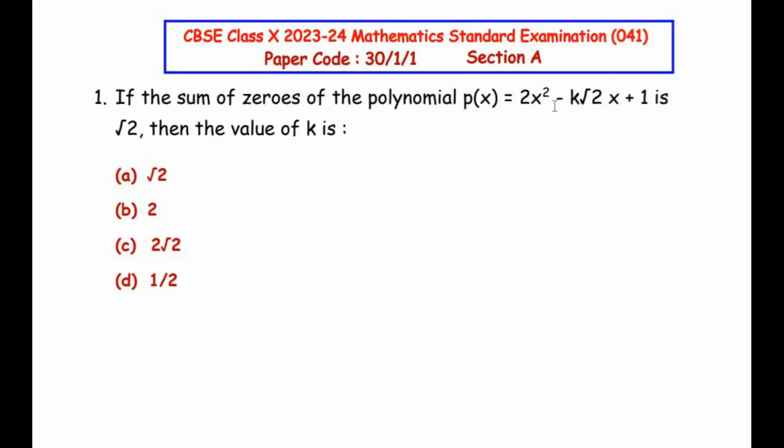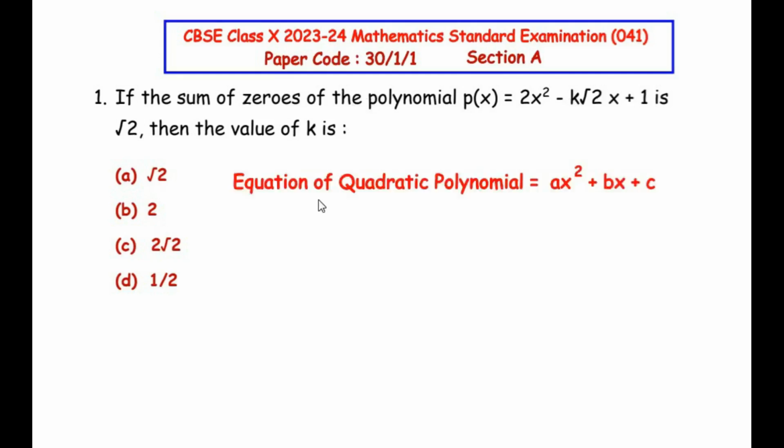So let us begin by writing the general equation of a quadratic polynomial first. So the equation of a quadratic polynomial is ax square plus bx plus c, where a is the coefficient of x square, b is the coefficient of x, and c is the constant.